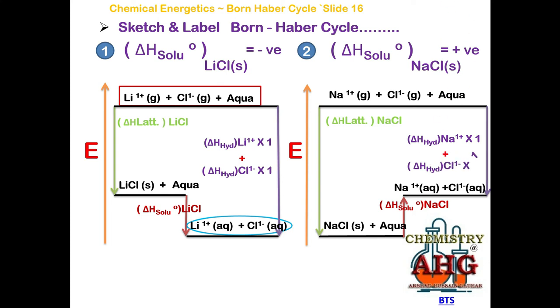I am giving you students two different examples that you can practice on your own. The two examples that you can note down are magnesium chloride and HCl. Remember, HCl is a covalent compound. So in this case, when you sketch its Born-Haber cycle, instead of lattice enthalpy, you must write down bond enthalpy. I hope you have enjoyed this lecture.